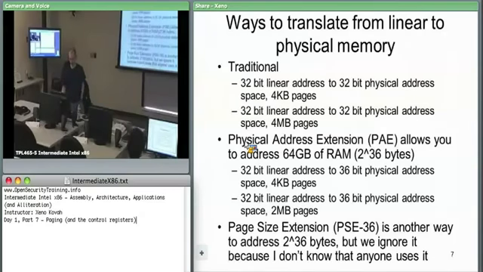All right, so again, PAE: there's one case where it's 32 bits to a maximum of 36-bit physical, and it's 4 kilobyte pages. And then there's also a 2 megabyte version, and we'll see why it's 2 megabytes instead of 4 megabytes later.